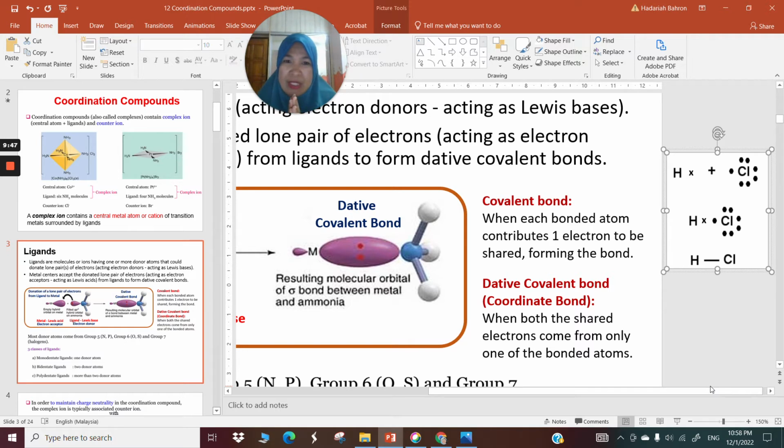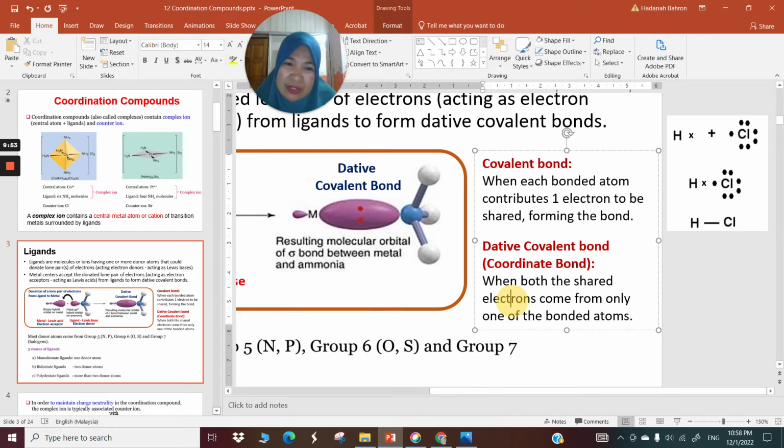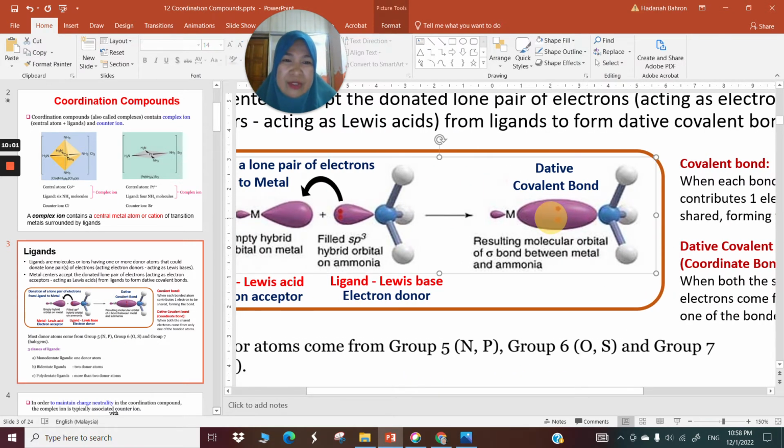But dative covalent bond is when both the shared electrons come from only one of the bonded atoms. So this is the example. These shared electrons only come from this nitrogen, none from the metal. So this covalent bond is called a dative covalent bond or a coordinate bond.